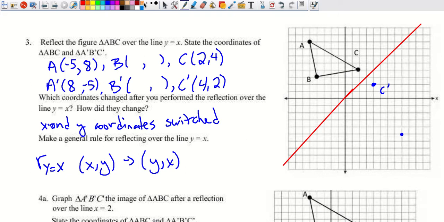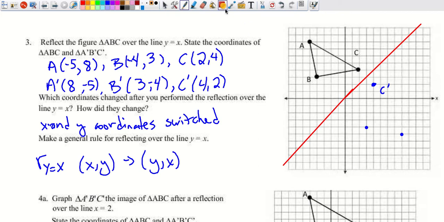All right, and then point B, which looks like it's (-4, 3), is going to become (3, -4). So 3, -4, and there we go.